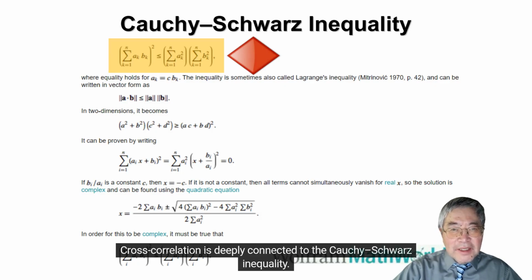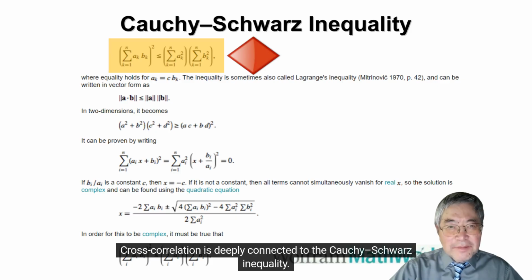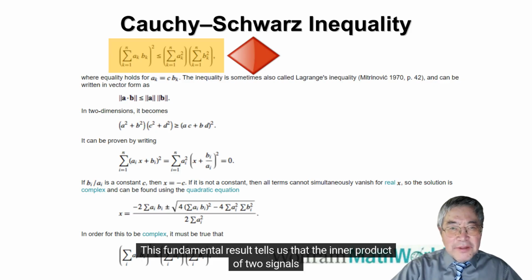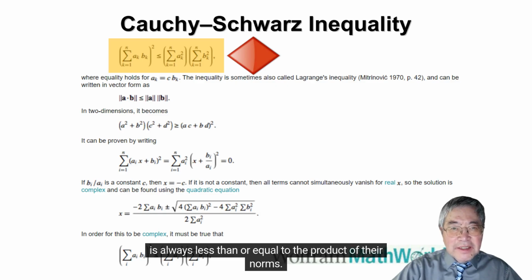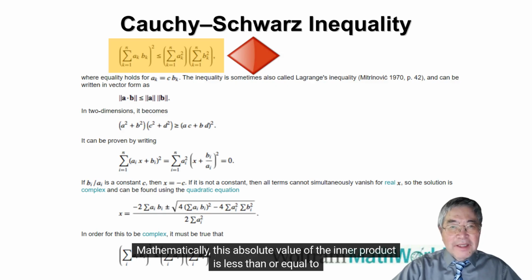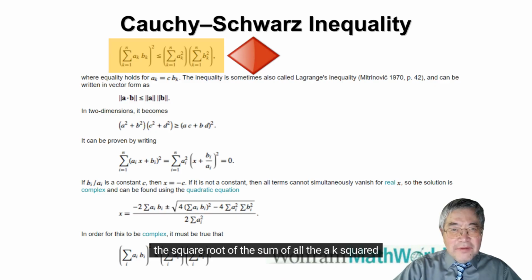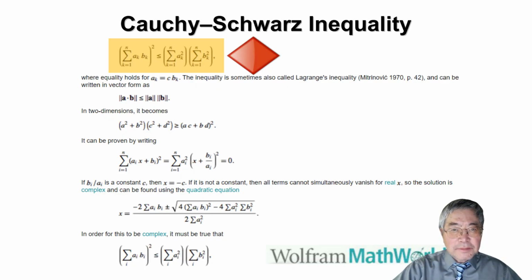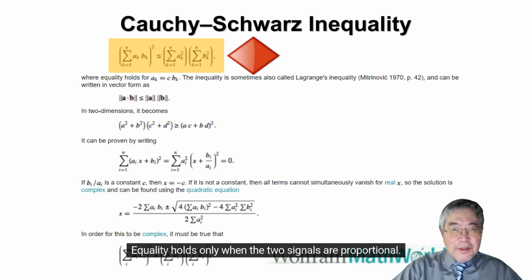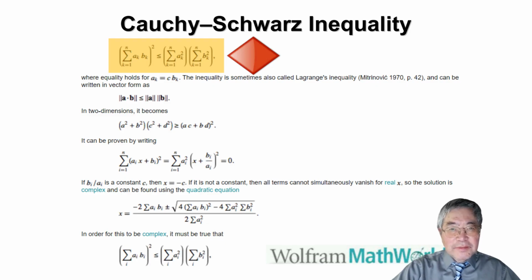Cross-correlation is deeply connected to the Cauchy-Schwarz inequality. This fundamental result tells us that the inner product of two signals is always less than or equal to the product of their norms. Mathematically, the absolute value of the inner product is less than or equal to the square root of the sum of all the a_k squared times the square root of the sum of all the b_k squared. Equality holds only when the two signals are proportional.